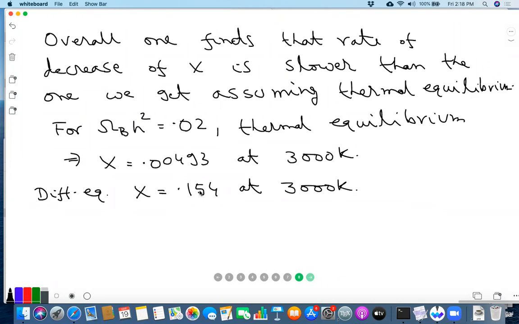And if you do the full numerical analysis, you get about 10% higher values than this one. This is based on the single differential equation dx dt, but if you do the full analysis, you get about 10% higher values, which is quite close to the actual. So that means this single differential equation goes quite close to the actual answer compared to the thermal equilibrium assumption. Okay, are there questions?